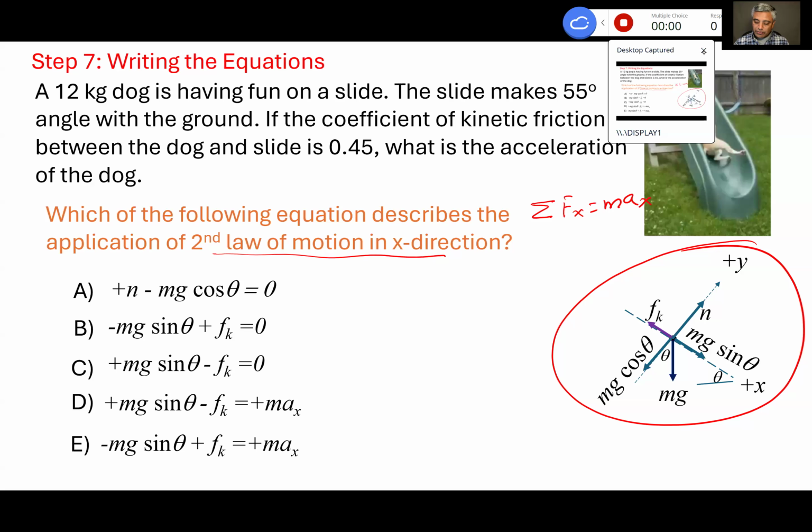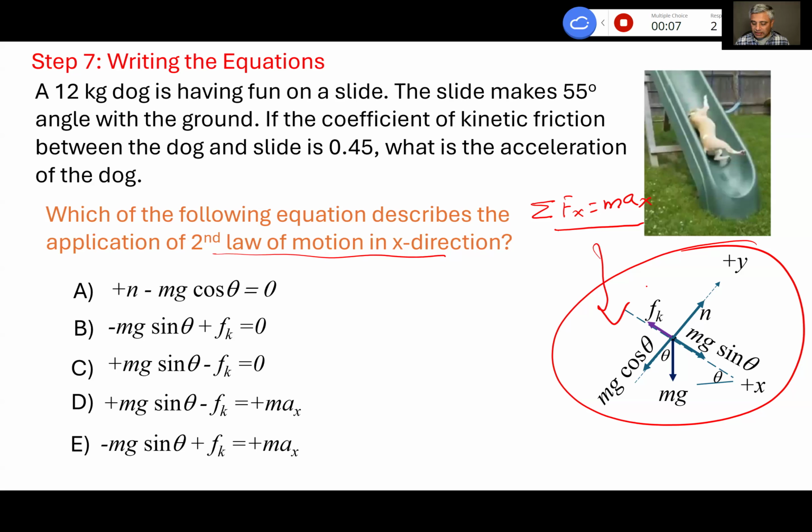So again, you have a minute and 30 seconds for this. You are just expanding this by just looking at the free body diagram.